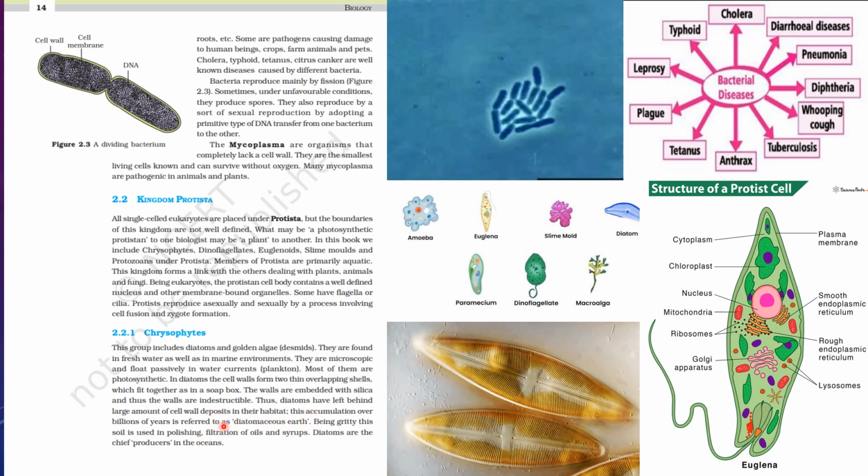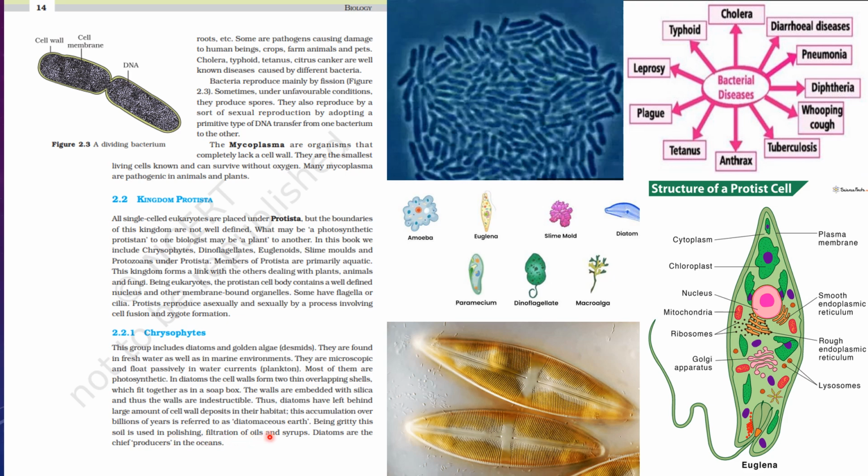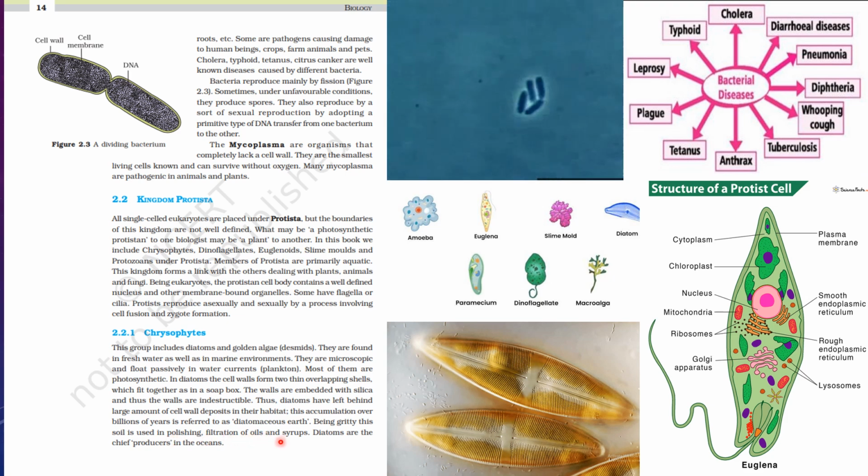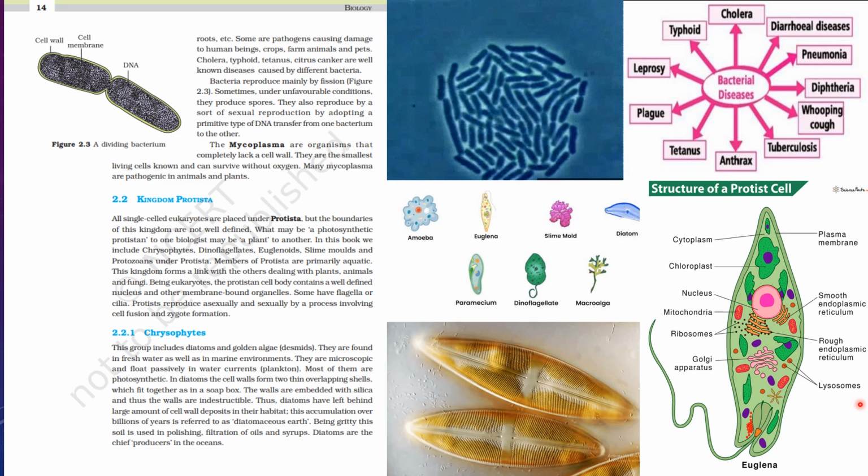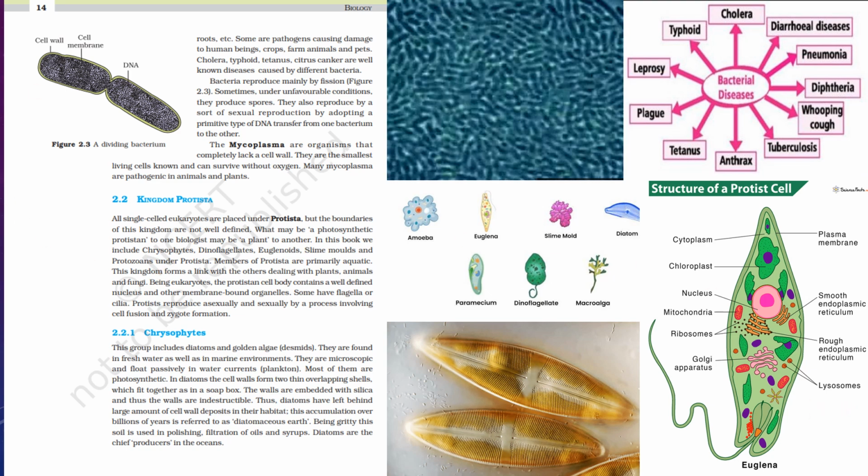This diatomaceous earth is used for polishing, filtration of oils and syrups. Now this is the structure of the euglena, which comes under the euglenoids.